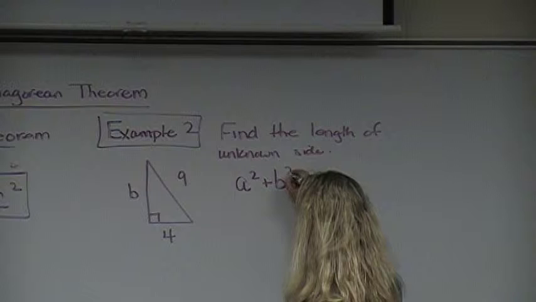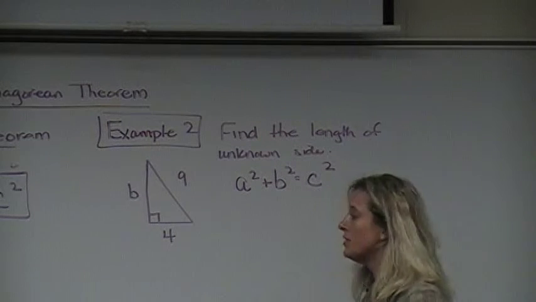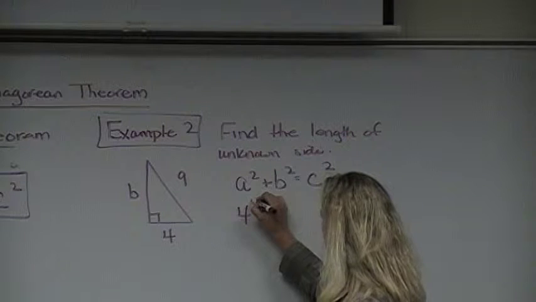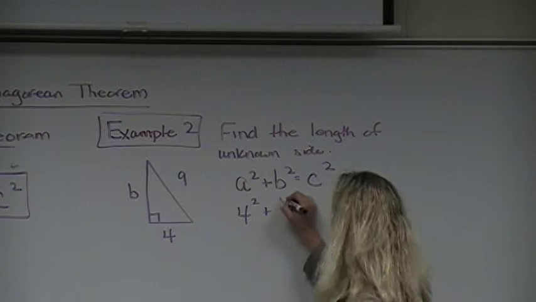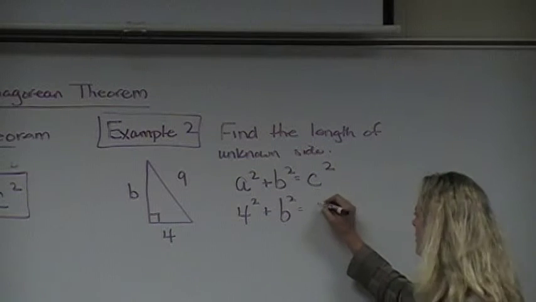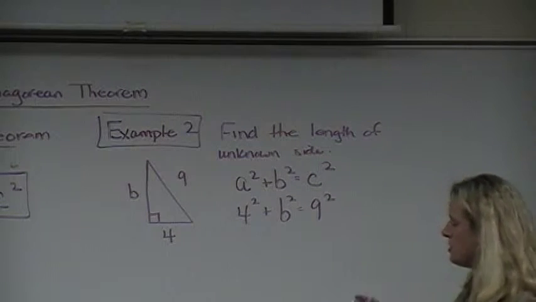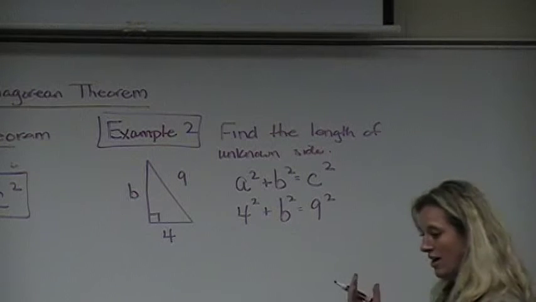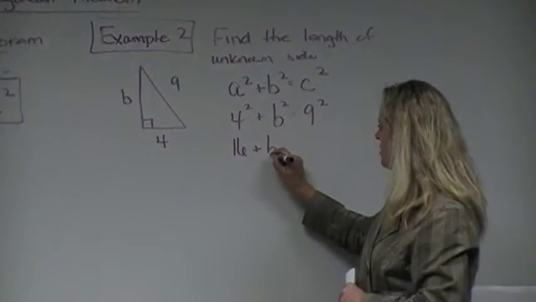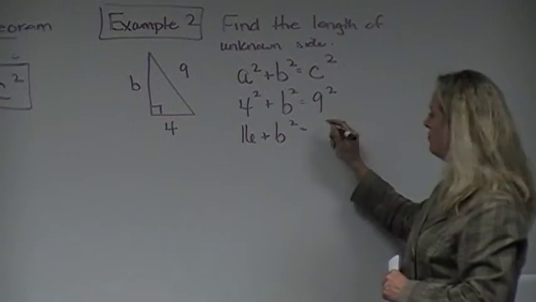Right. Write down the formula first, and let's plug in what you're given. We're given A, which in this case is 4 squared. Plus, we don't know B, so just write B squared equals, and we do know C is 9 squared. So all we're doing is plugging in what we know. Let's simplify as much as we can. What's 4 squared? 16. Plus B squared equals 9 squared?